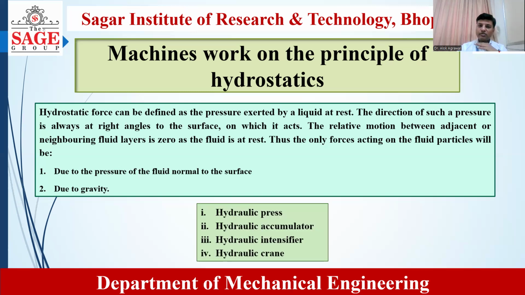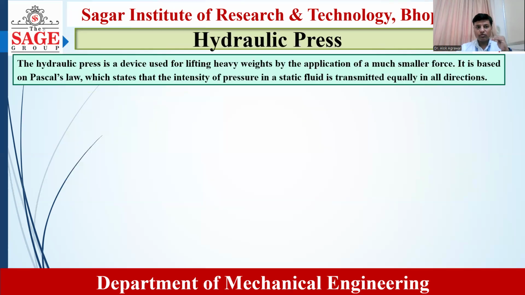Various machines and equipment work on this principle. In this course, that is turbomachinery, we deal with the hydraulic press, hydraulic accumulator, hydraulic intensifier, and hydraulic crane. In this video, we will see the hydraulic press. So what is a hydraulic press? It is a device used for lifting heavy weight by the application of a smaller force. So how does it work?